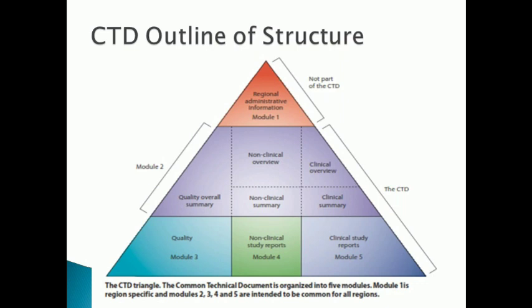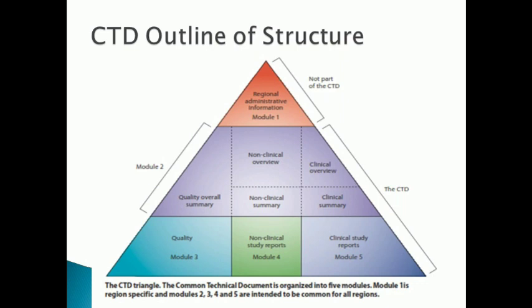Now moving towards module 4. In module 4, we provide non-clinical data, whereas in module 5, we provide clinical data, right? But the summaries also need to be provided. So you can see in module 2, from module 4, we provide first the non-clinical overview, then the non-clinical summary. And from module 5, the clinical overview and clinical summary are provided in module 2.